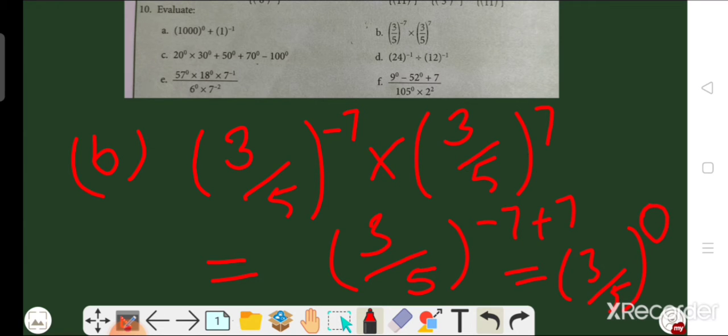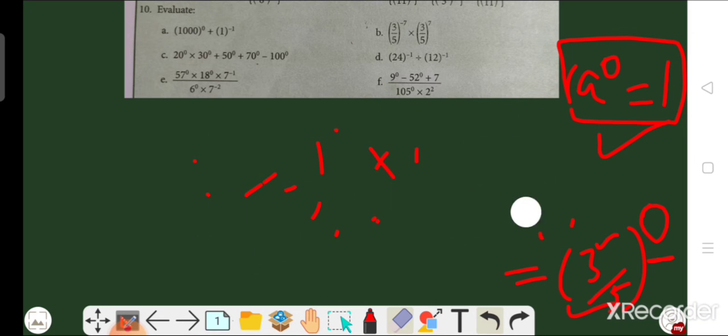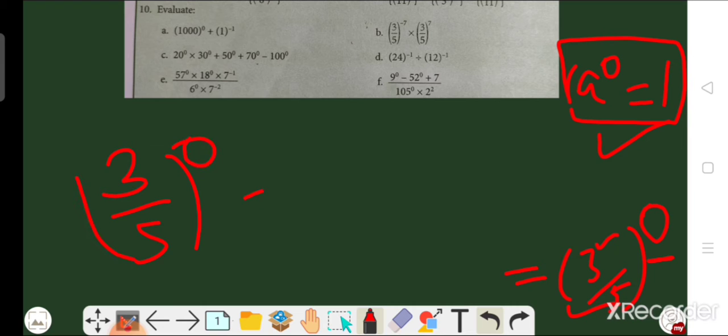As we used the property a raised to the power 0 equal to 1 in the previous example, we apply the same property here. This is a number raised to the power 0, so the answer will be equal to 1. So 3 by 5 raised to the power 0 is equal to 1. So the answer of B part is 1.